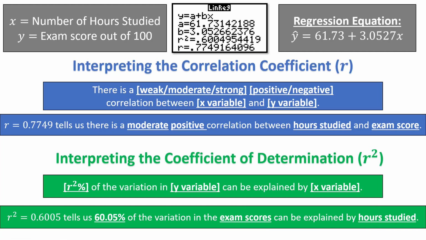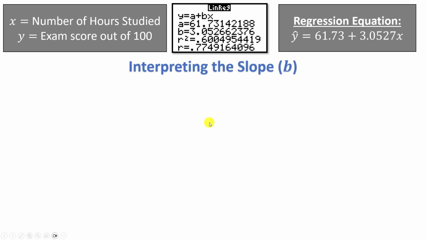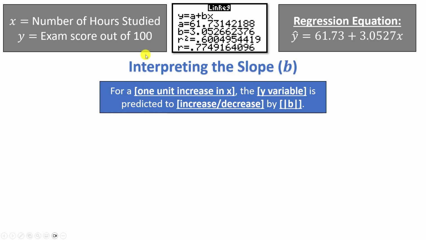Now, there's one more value that you might want to describe or interpret, and that is going to be the slope, which is represented by b. So in our case, the slope ended up being 3.0527 or so. And the general way that you're going to want to interpret a slope in this class is that for a 1 unit increase in your x variable, the y variable is predicted to either increase or decrease by the positive version or absolute value of the slope.